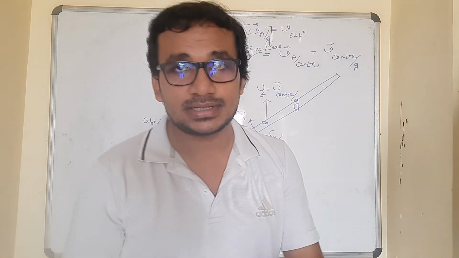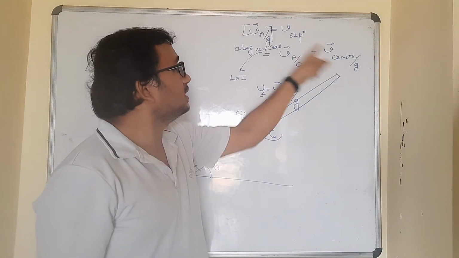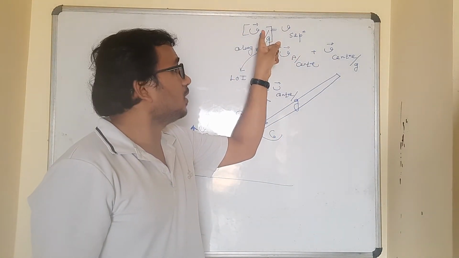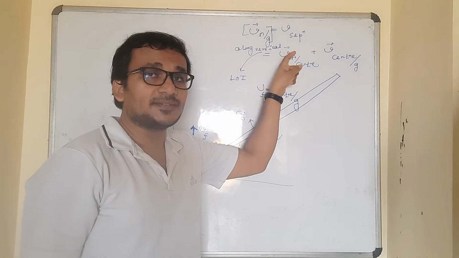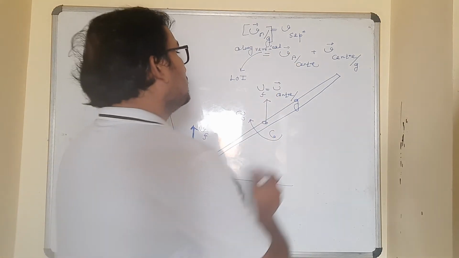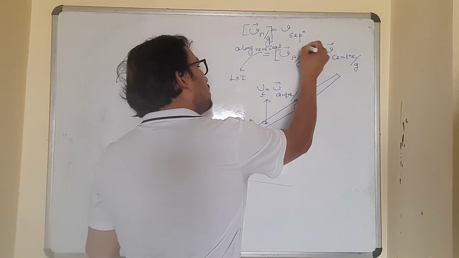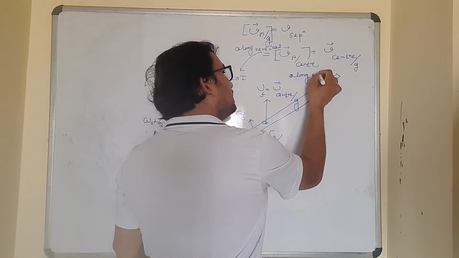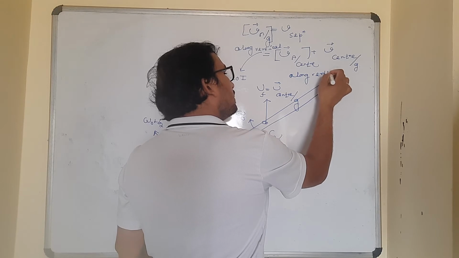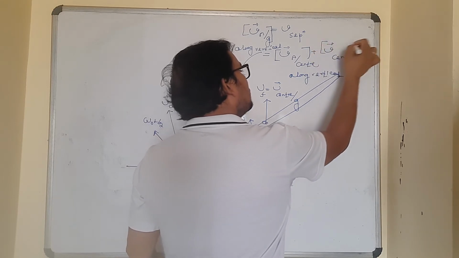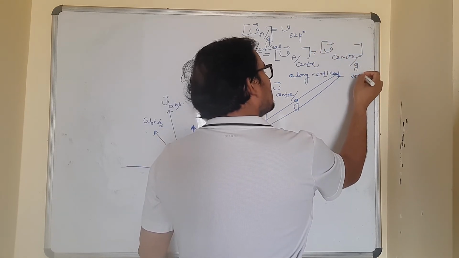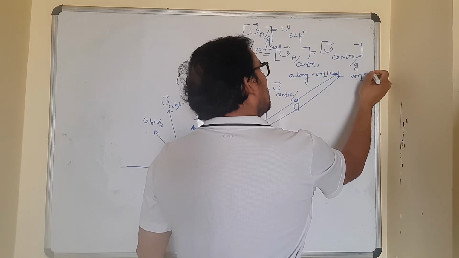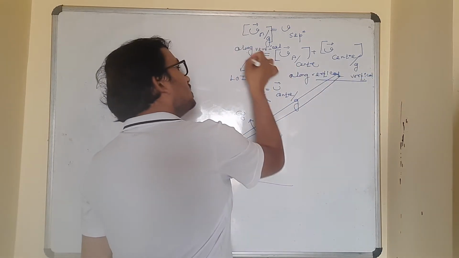Two independent vectors are being added to give a resultant. So if I want the component of the resultant along some direction, and the direction is vertical here, can I say that if I take the component of the individual vectors along that direction, the component of this along vertical plus the component of this along vertical, the sum of the two is going to give me the absolute velocity component along vertical?